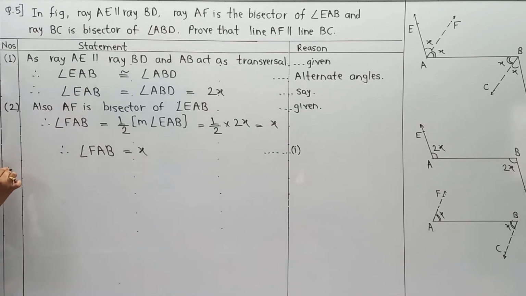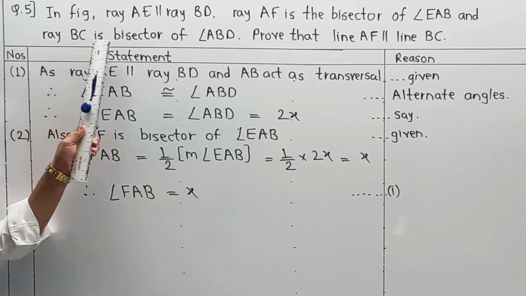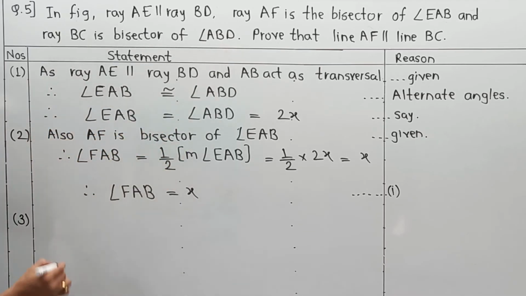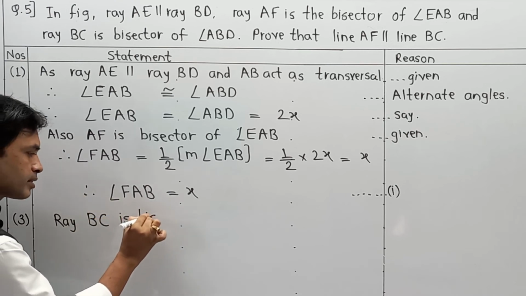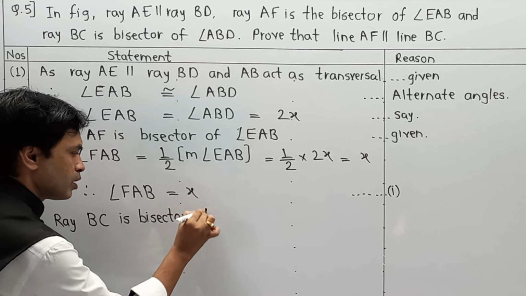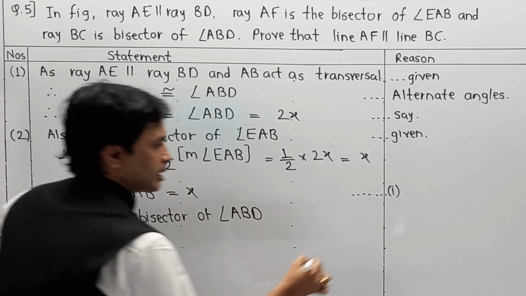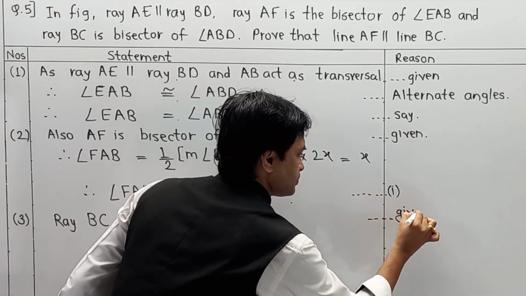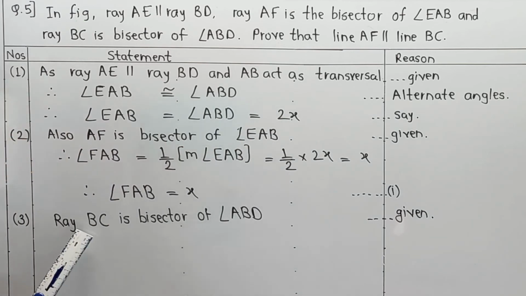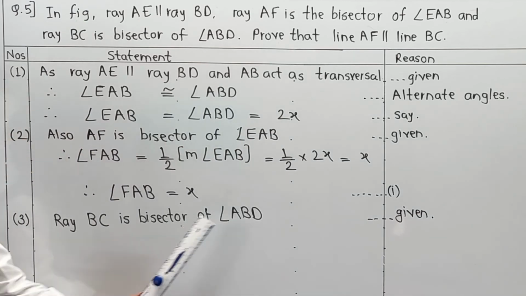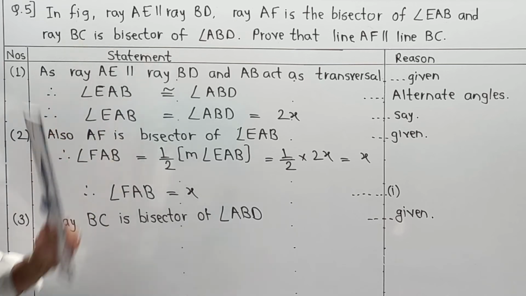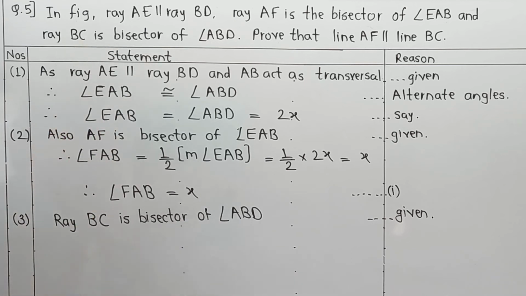Similarly, we are going to write for the next angle. They have also given that ray BC is a bisector of angle ABD. They have given it, so I am going to write it as given. Ray BC is a bisector of angle ABD, so writing for that part in terms of angle ABC.